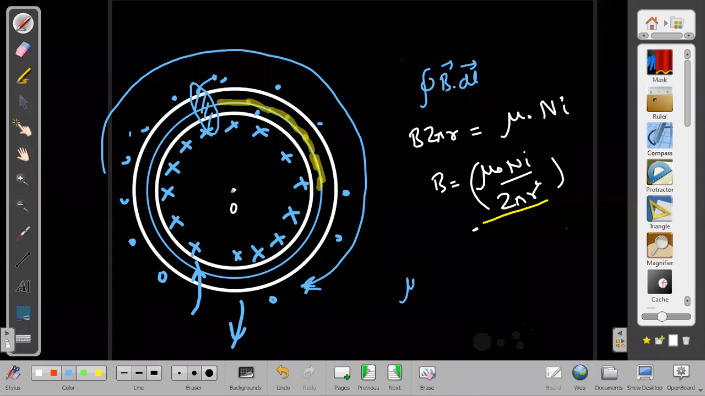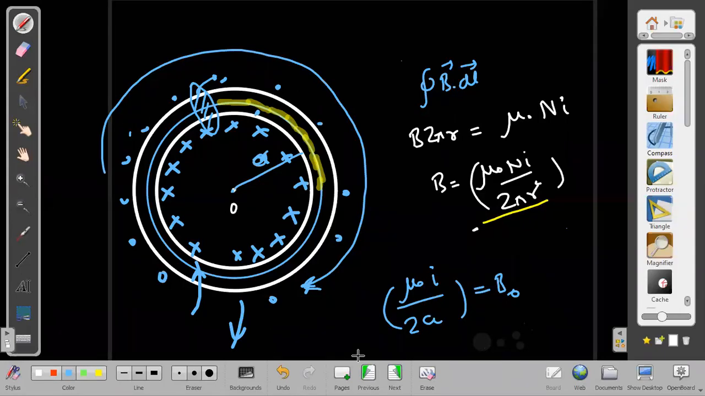That will come out to be mu naught into total I which is flowing through it, not n I, I have to take here. It is just one single term. If you remember the formula for this, if its radius is whatever radius is given, let us say A, then it is mu naught I upon 2A. That will be the field at the center. Let us call it B0, mu naught I by 2A.